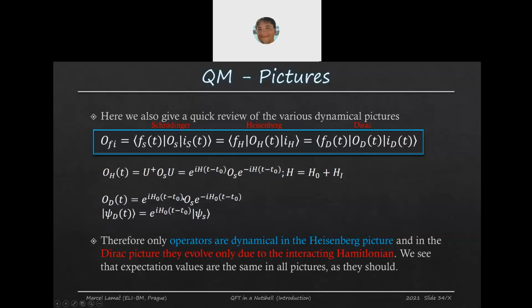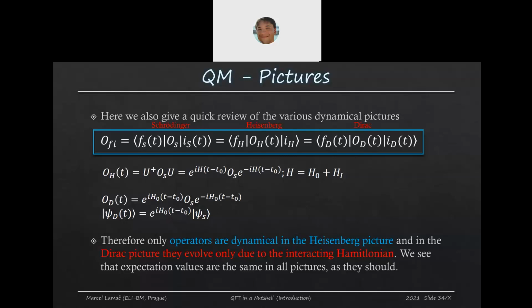Never mind. What is important is that in the Heisenberg picture, only operators are dynamical, and in the Dirac picture, they evolve only due to the interacting Hamiltonian. So basically, we neglect the dynamics, the complex oscillations that are due to the free part, and this is good because then you can rewrite the time evolution only for the interaction Hamiltonian, do, for example, perturbation theory and stuff like that.